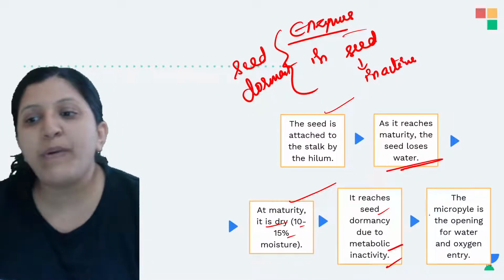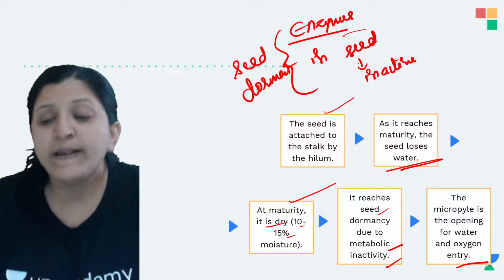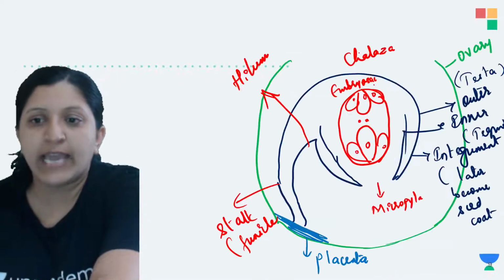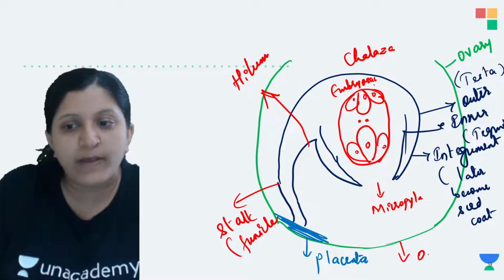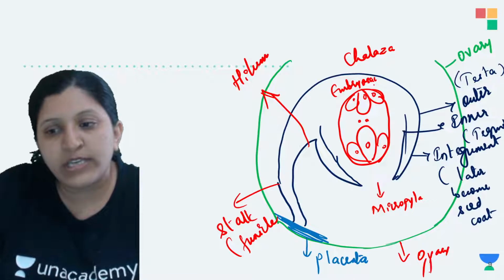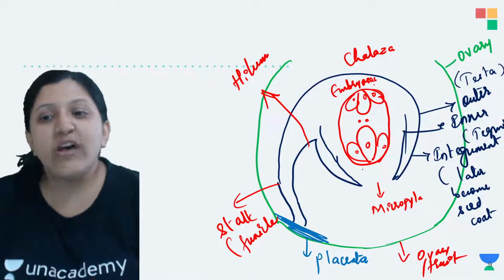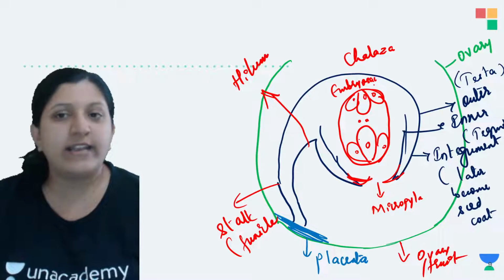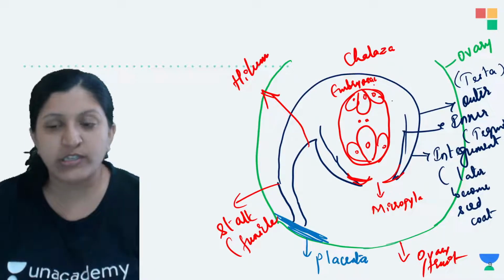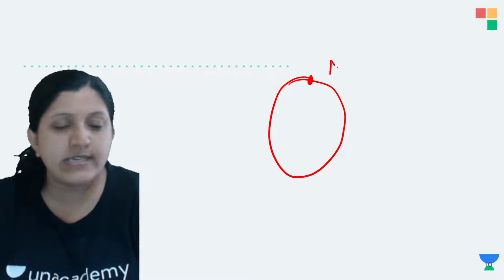Now the micropyle is the opening for water and oxygen entering. In the same diagram you see this opening. The ovary will become the fruit later on. We consume the fruit and are left with only the seed, which is sown into the soil for germination, because it has lost its water content. Once it becomes the seed, you can find an opening there, which is the micropyle.